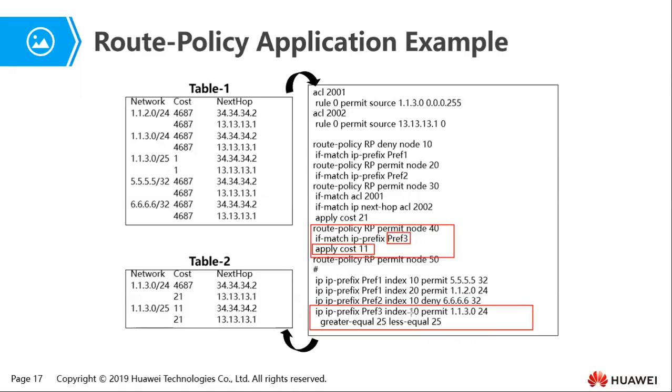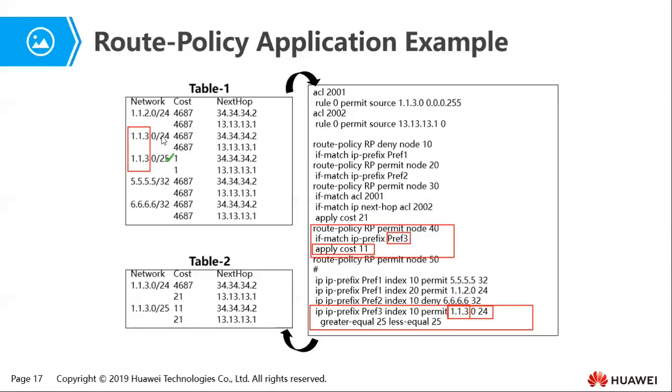So ip-prefix pref3 index 10 permit. So it has a permit. Then we are specifying this network. Because it's /24, the first 3 parts have to match. So for that, we have these two. Then we're saying greater-equal 25, less-equal 25. That simply means /25, /25.